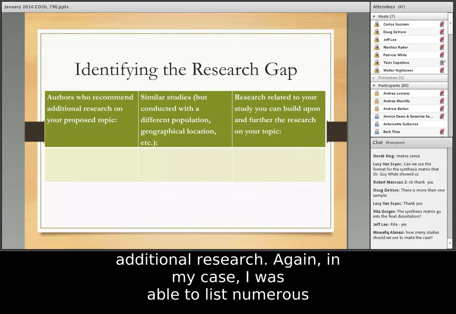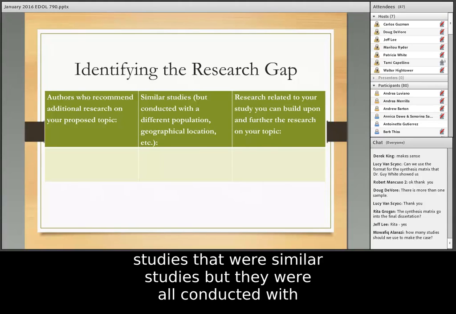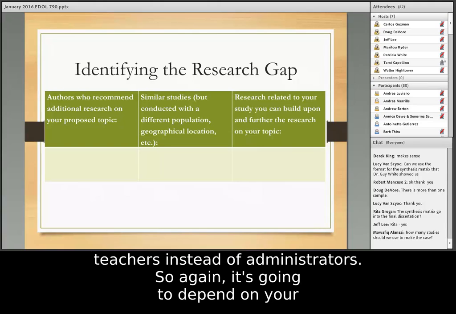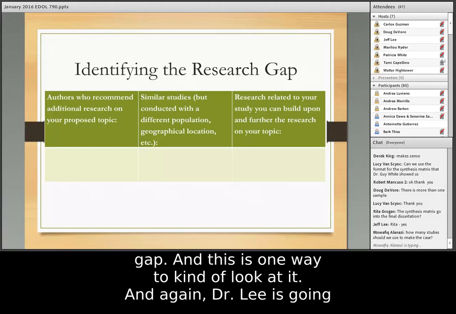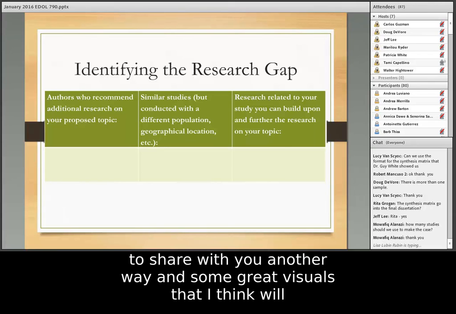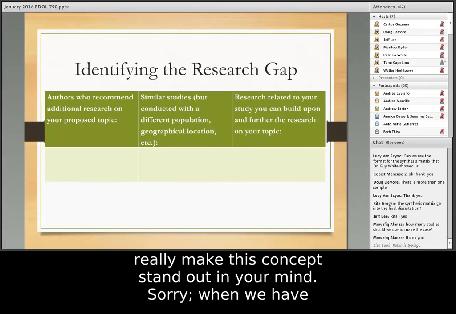Again, in my case, I was able to list numerous similar studies, but they were all conducted with teachers instead of administrators. So again, it's going to depend on your particular topic, but you need to make sure that you can substantiate the gap, and this is one way to look at it. And again, Dr. Lee is going to share with you another way and some great visuals that I think will really make this concept stand out in your mind.